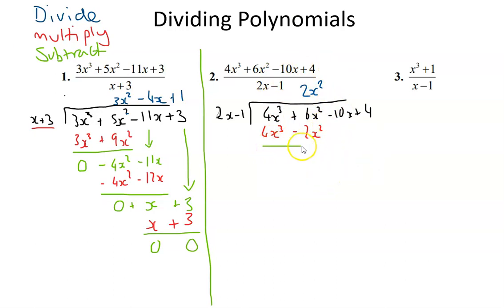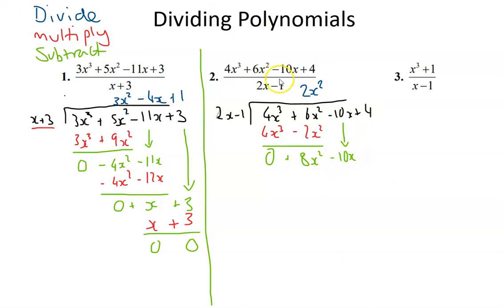Third task is to subtract. 4x cubed, 0. 6x squared, take minus 2x squared. Remember, we're subtracting, so we actually get 8x squared. And let's just bring down the next one because I will need it a little bit later.